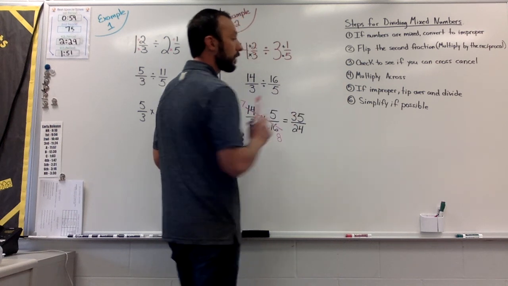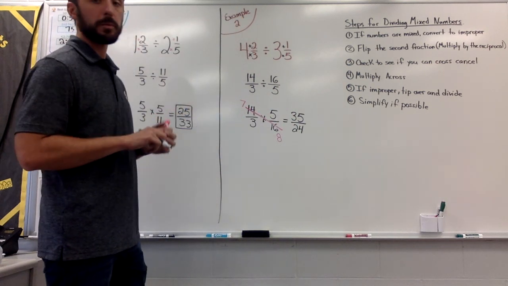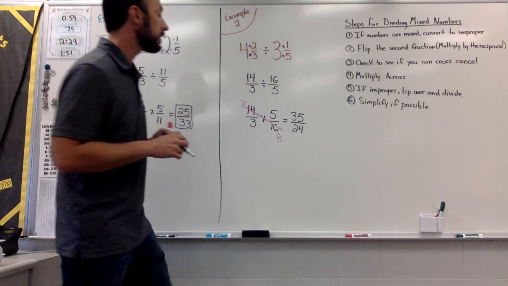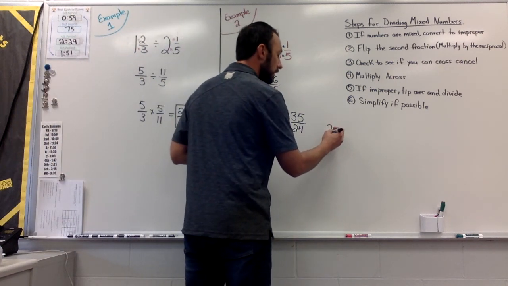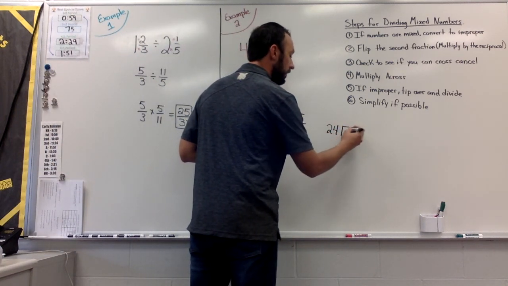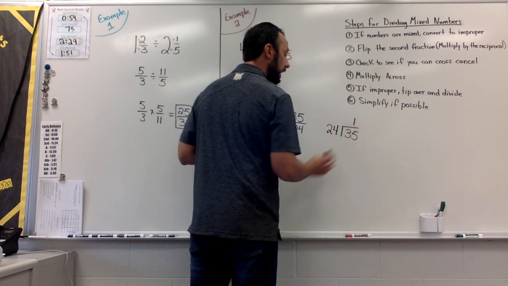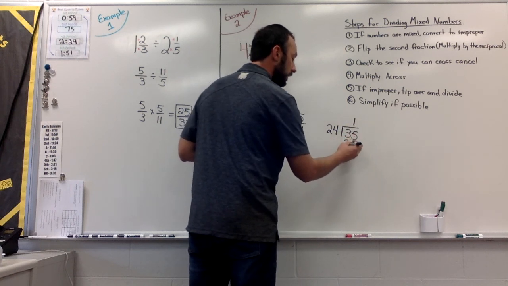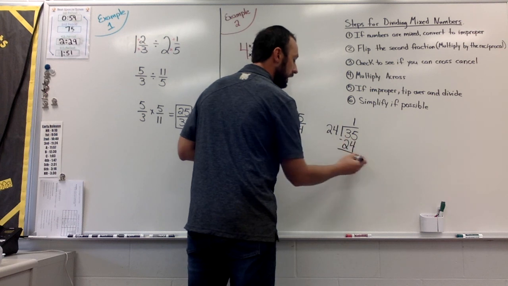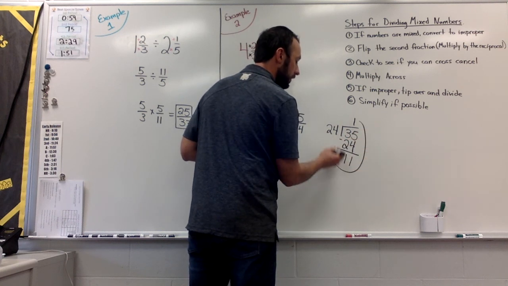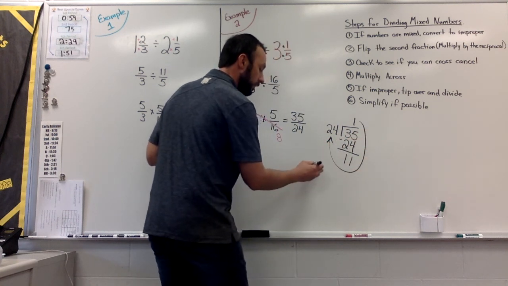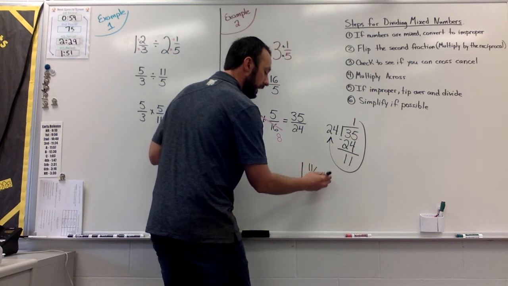Next step says if improper, tip over and divide. This is improper because our numerator is larger than our denominator. So I need to tip this over. 24 goes into 35 one time. 1 times 24 is 24. I subtract, I get 11. Draw my half circle. And that leaves me with an answer of 1 and 11/24. So I cannot simplify that.